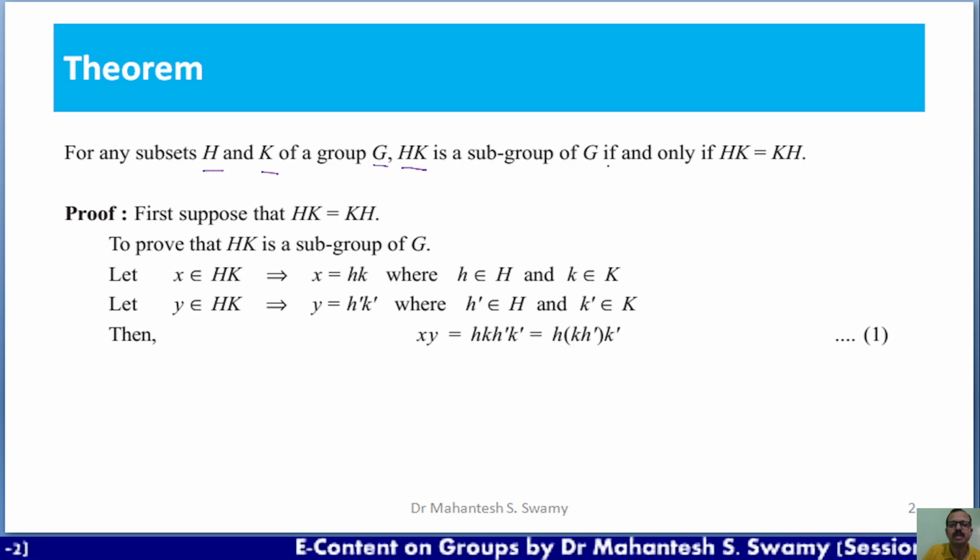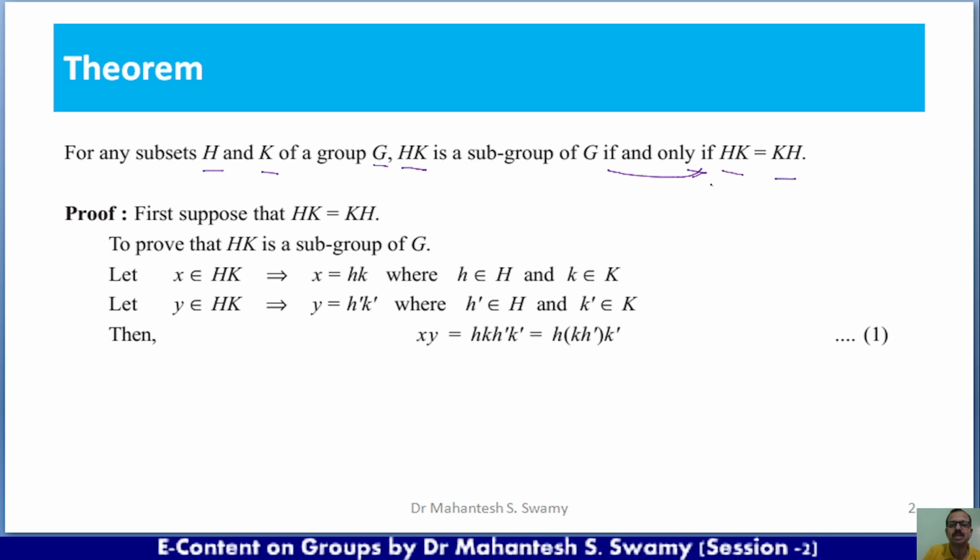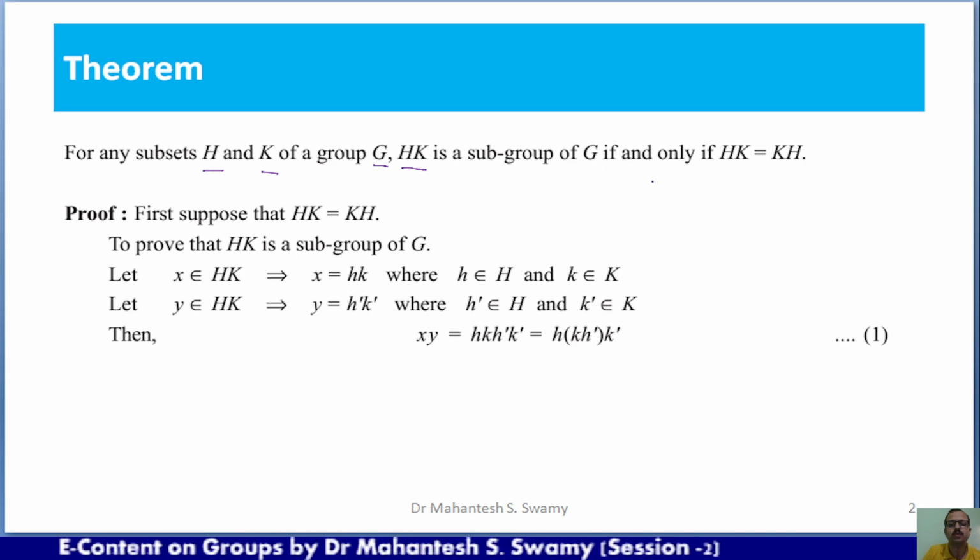So again we have to prove the theorem in two directions. That is, if HK is a subgroup, then HK is equal to KH. Conversely, if KH is equal to HK, that should imply that HK is a subgroup. So this theorem we have to prove now. Let us begin the proof.